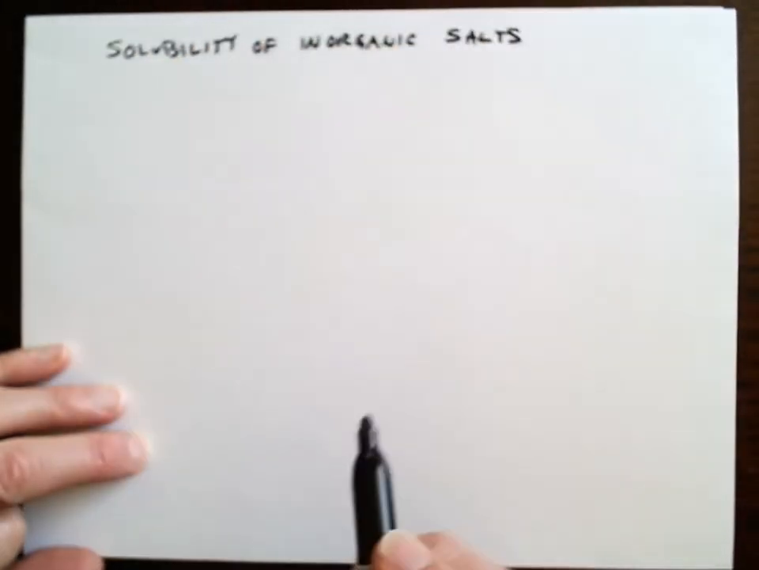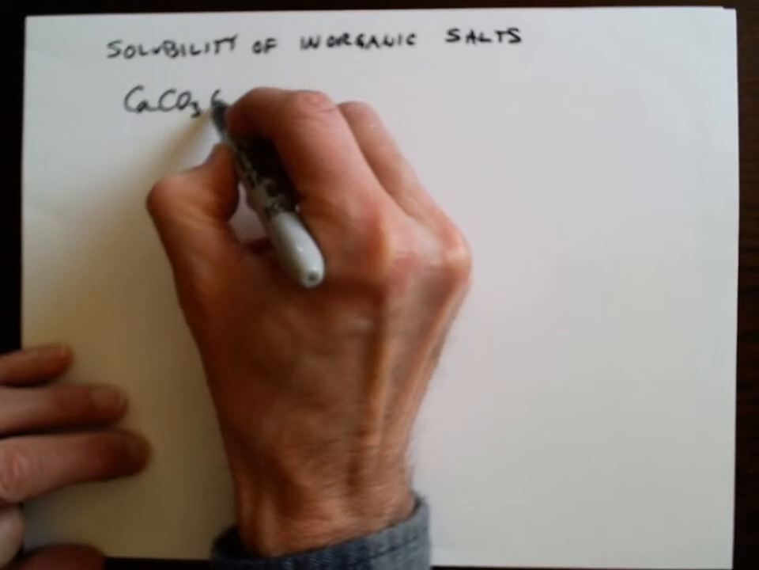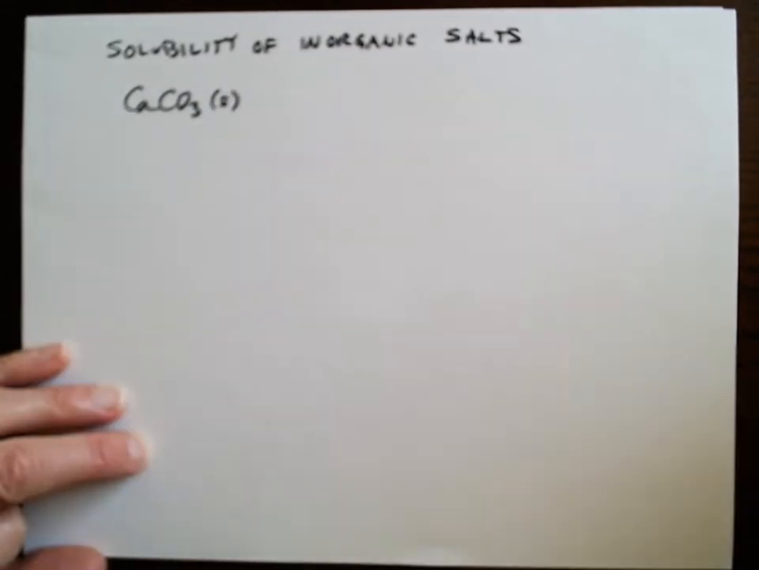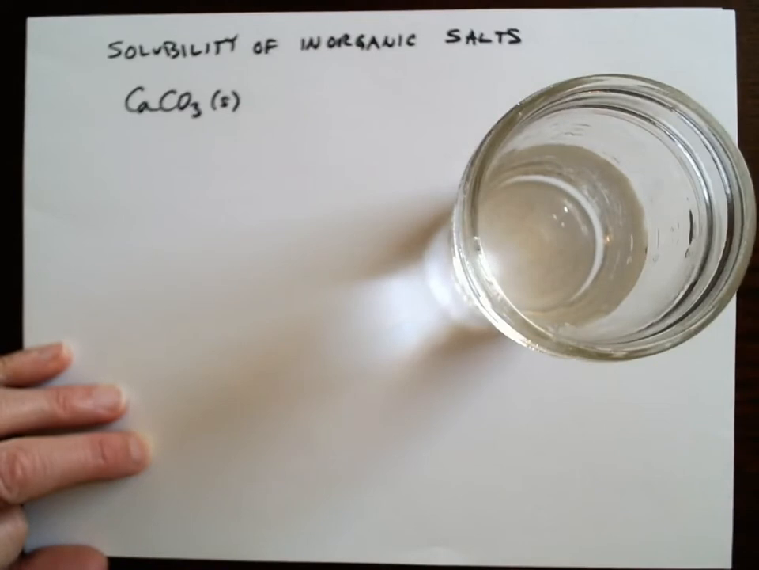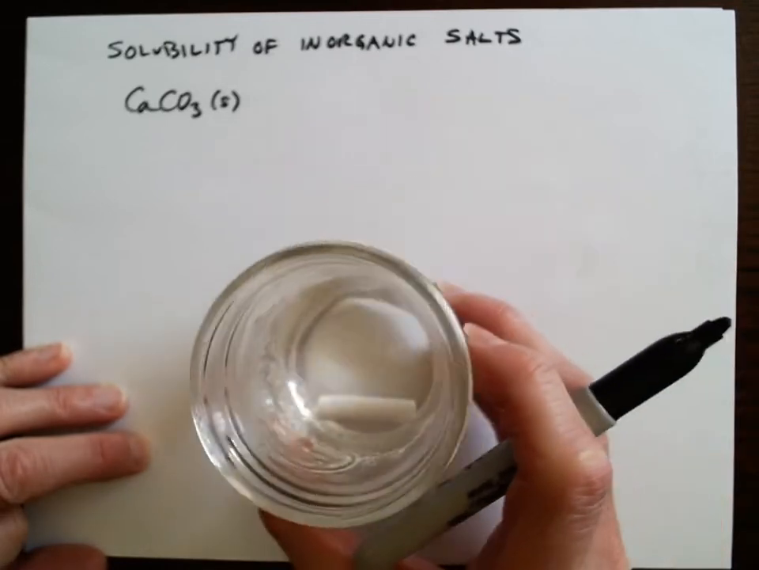In this portion of Chapter 18, we're going to talk about the solubility of inorganic salts. So for example, calcium carbonate, that's what makes up chalk. When you put some of this in water, here, let me show you. Here's some water. I'm going to take a piece of chalk and throw it in there. The chalk doesn't dissolve, or at least it doesn't look like it.